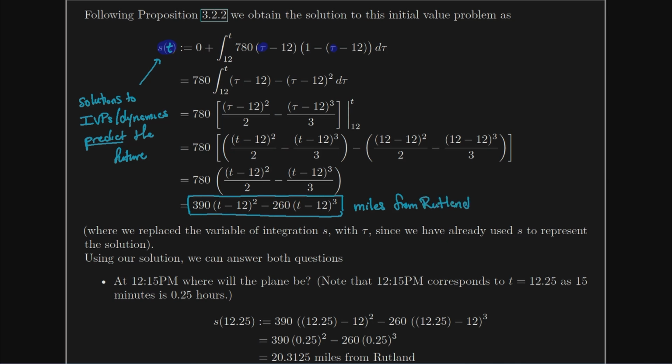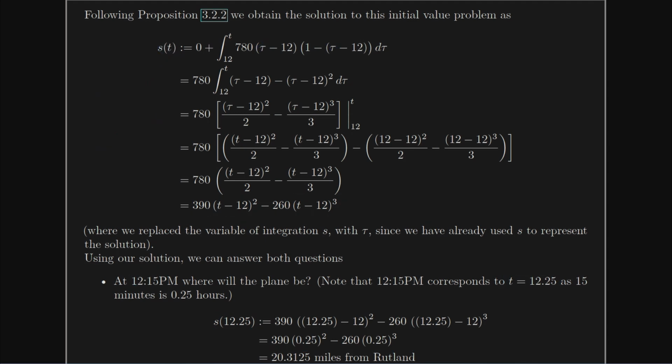I'm at. So now we can actually answer both questions, because at 12:15 p.m., which corresponds to 12.25 for t, I plug that 12.25 in for t, and I find out I'm exactly 20.3125 miles away from Rutland. So that answers my first question.